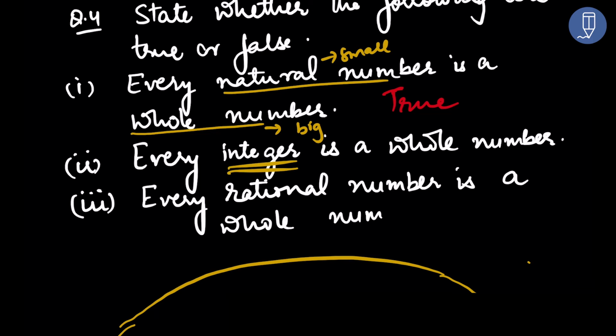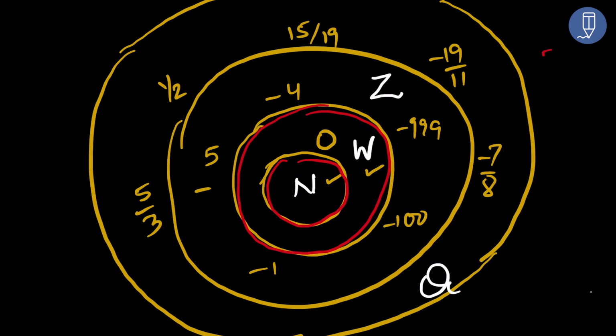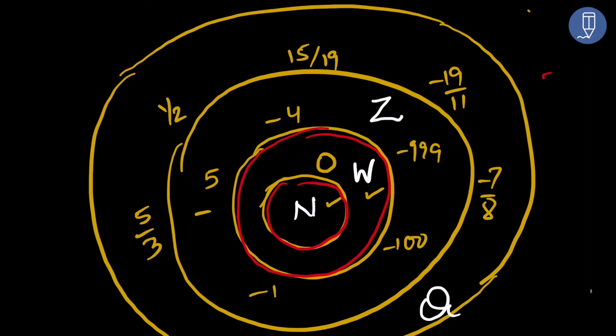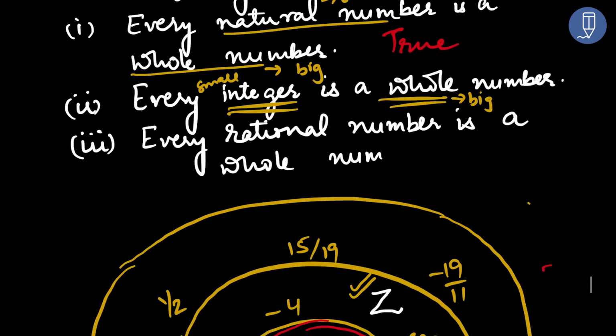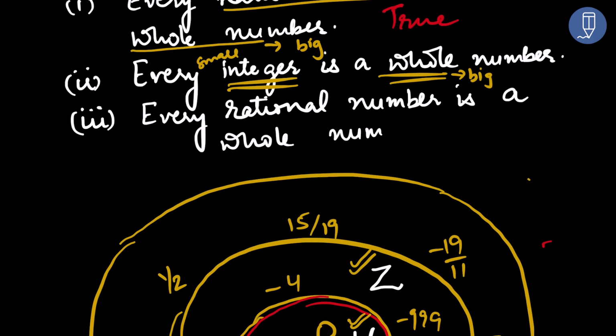every integer is a whole number. Again, we go back to this diagram. Integer and whole number. So we check the size of these two. Integer is here and whole number is here. So integer is bigger, whole number is smaller. So we write down, this is small, this is big. So if I ask you now, can you say that integer is big, I wrote incorrect. This is big and this is small.